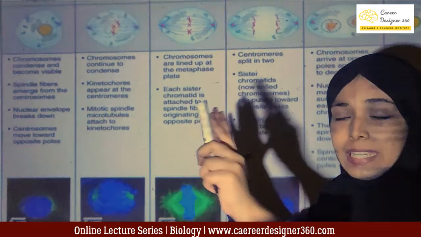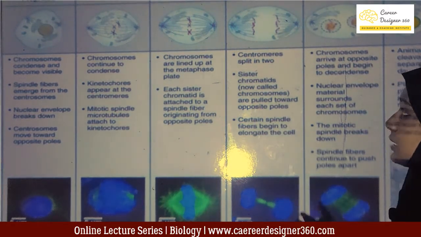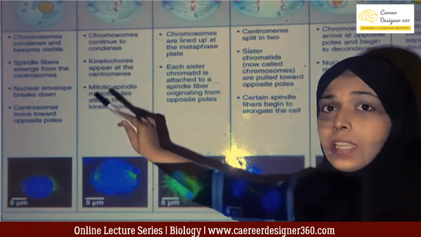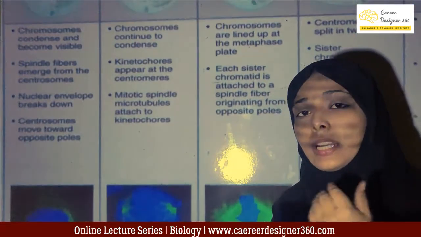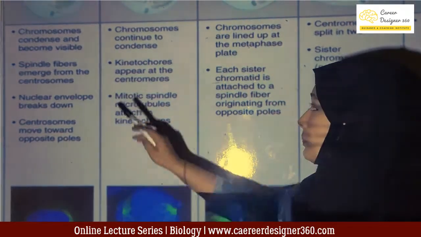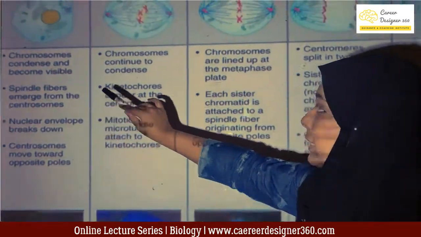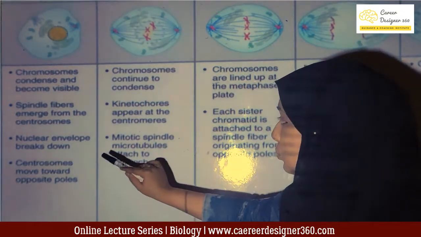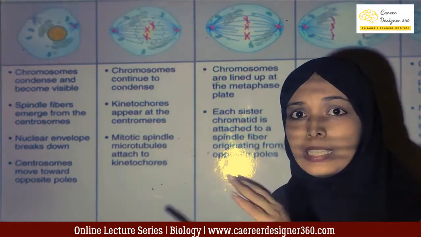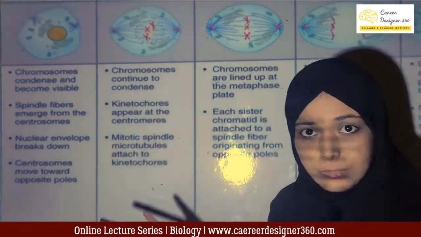To summarize, we have this overall summary of the entire mitosis. We started with prophase, where the chromosomes condense from the chromatin fibers. The chromatin fibers had condensed during the interphase, and by the time the cell reached prophase, they were no longer chromatin fibers, they had converted to chromosomes. Spindle fibers start appearing from the centrioles, and the nuclear envelope disappears. The centrosomes move towards the opposite poles for the formation of spindle fibers.